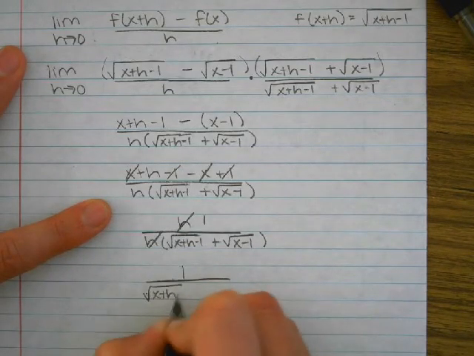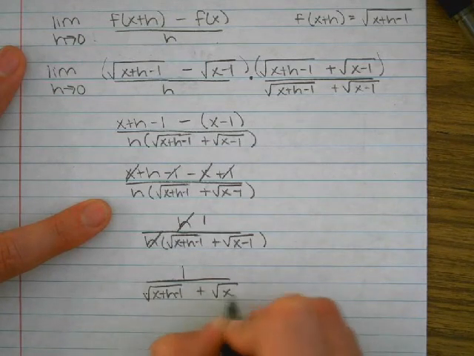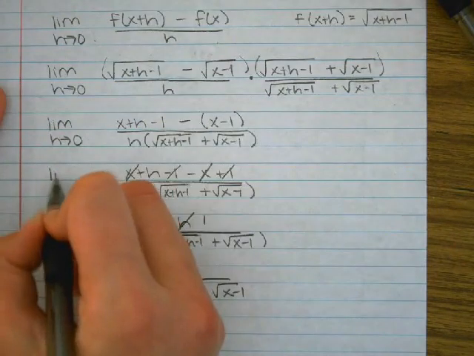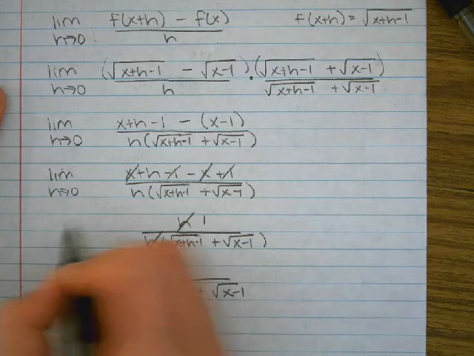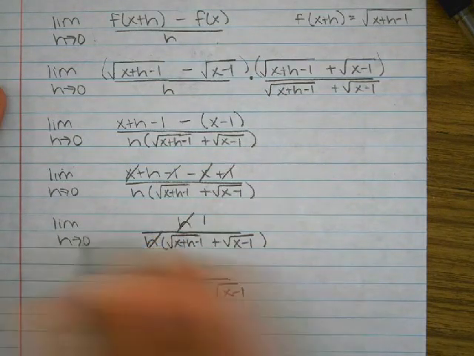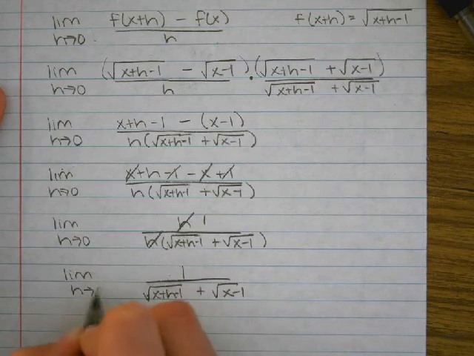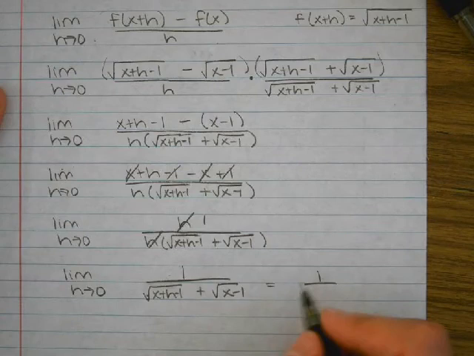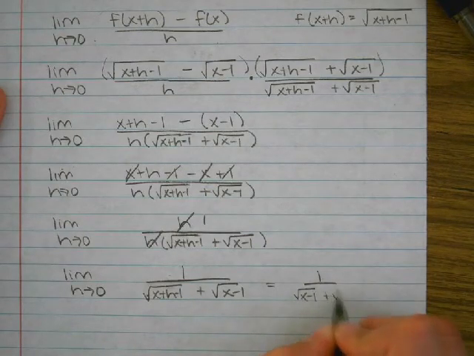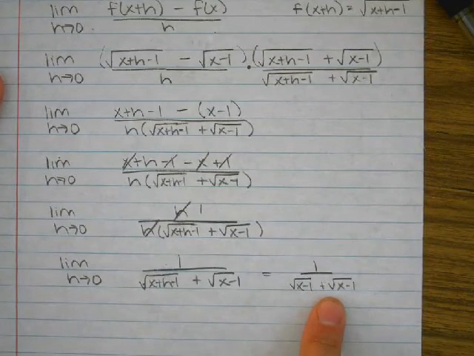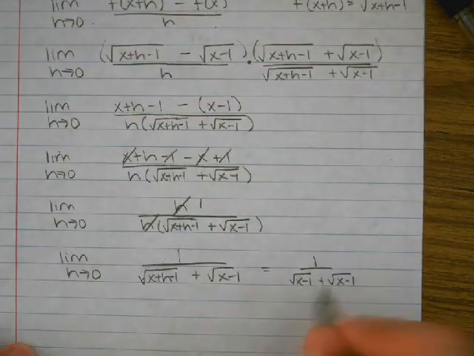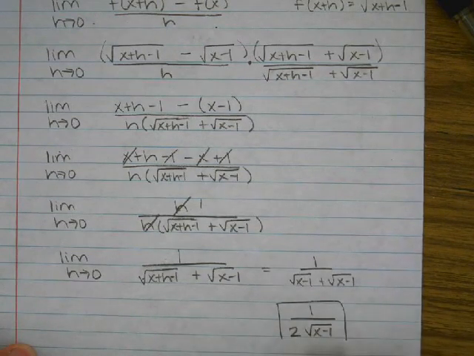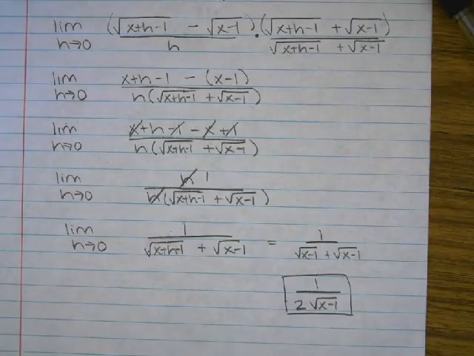And this whole time I've been kind of sloppy, but all the way through I've got the limit as h approaches 0. And so at this point I can go ahead and plug 0 in for h, and I'll find that I have 1 over the square root of x minus 1 plus the square root of x minus 1. And those two radicals are the same, and so I'm going to call this 1 over 2 times the square root of x minus 1. And that is the equation of the derivative.